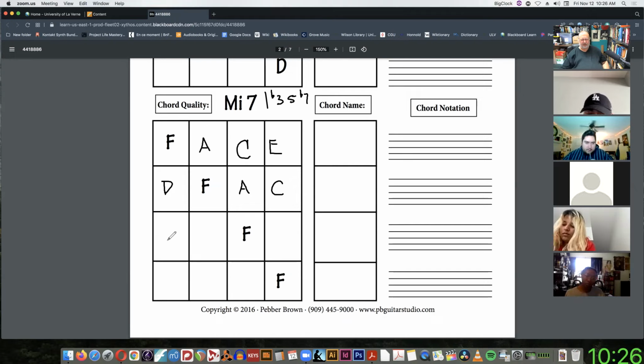Okay, and the spelling for the next one? B, D, F, A. And then G, B, D, F. So we got our flat 3 and our flat 7. So our tertiary spelling is going to hold for all these, right, Kalani?